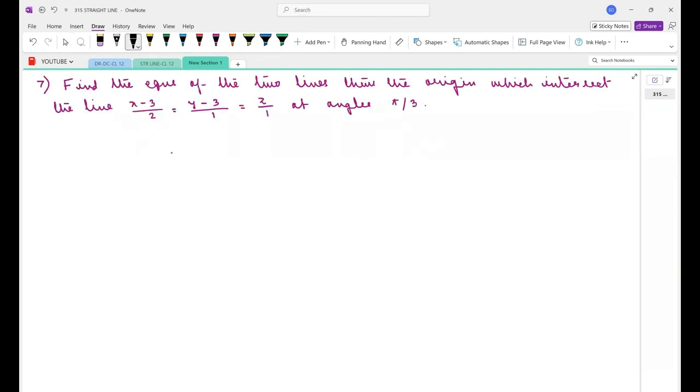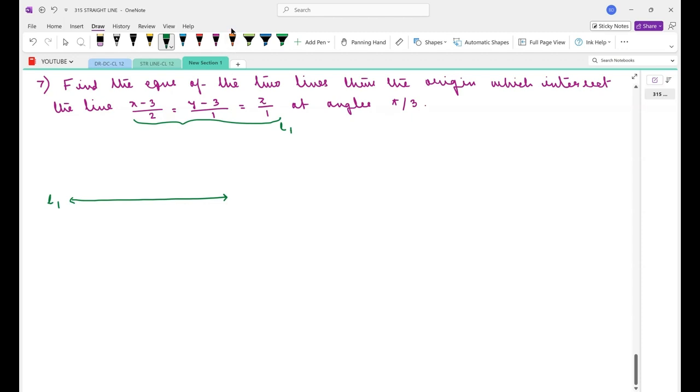Okay, so the next sum is: find the equations of the two lines through the origin which intersect a given line at pi by 3. So first let me try and draw the diagram. So suppose this is the given line. Let us name it, say, L1. So this line I am naming L1.